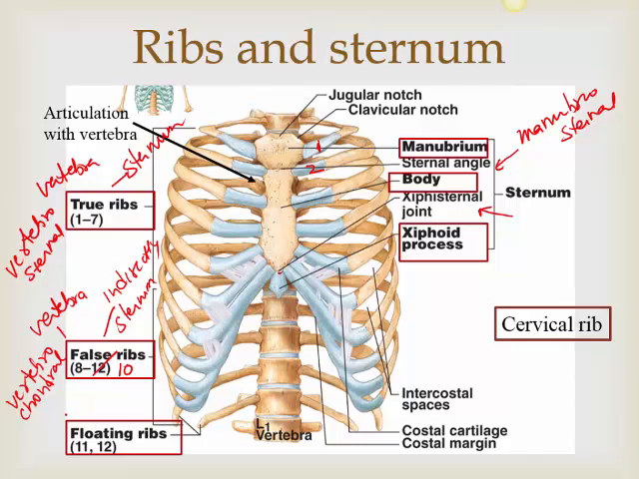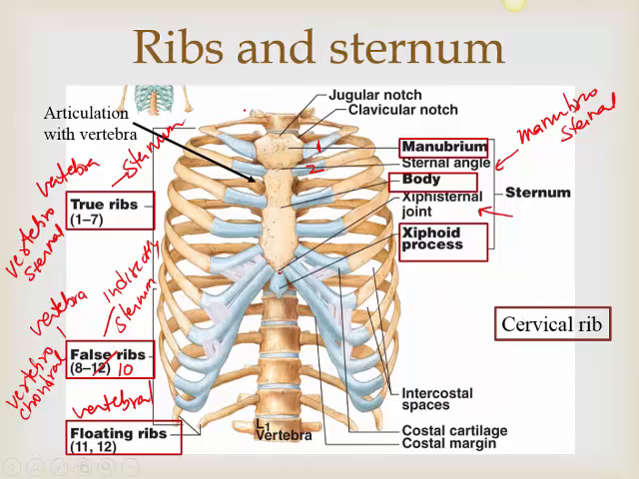And the last 2 ribs are called floating ribs because they only articulate with the vertebra posteriorly, as you can see here. Anteriorly, their tips have a little bit of costal cartilage, but they don't articulate with anything. So they are floating. That's why they are also called vertebral ribs, because they are going with the vertebra only.